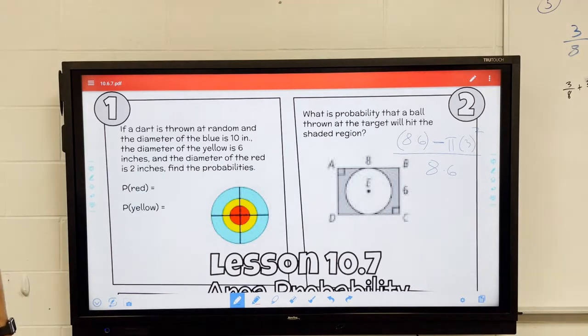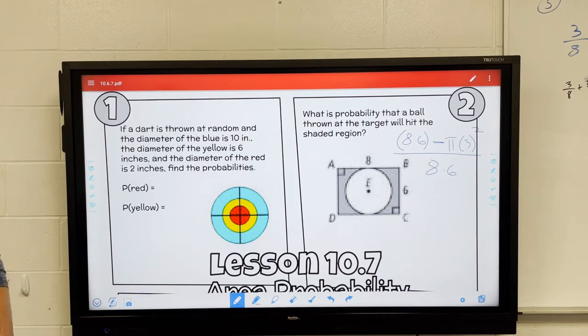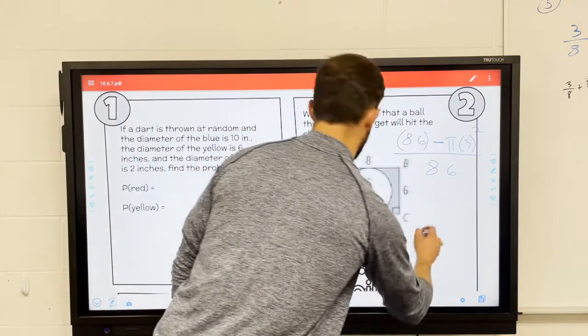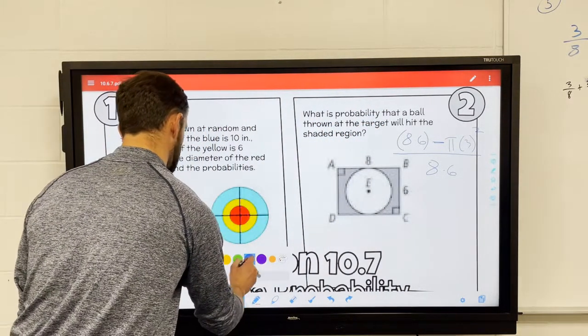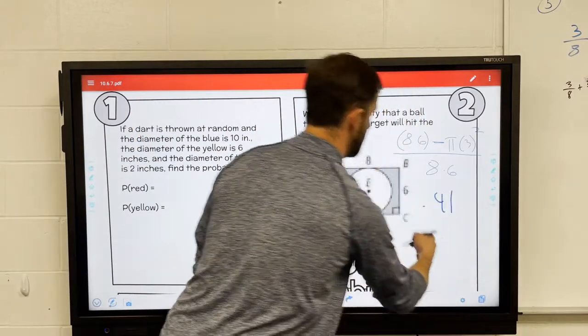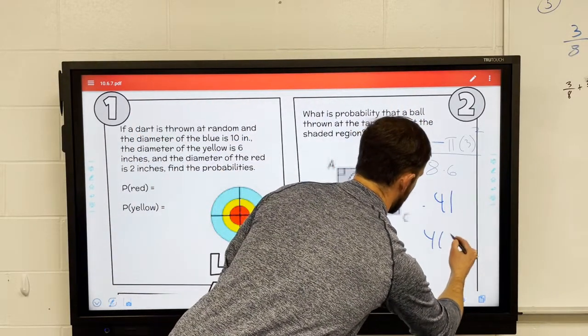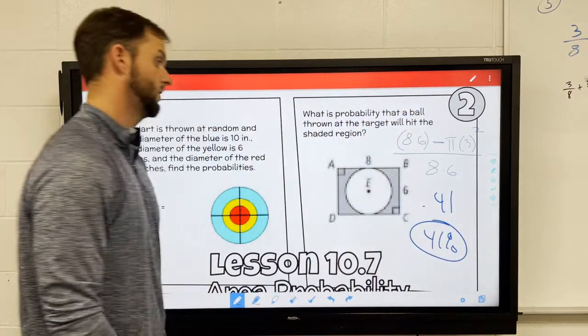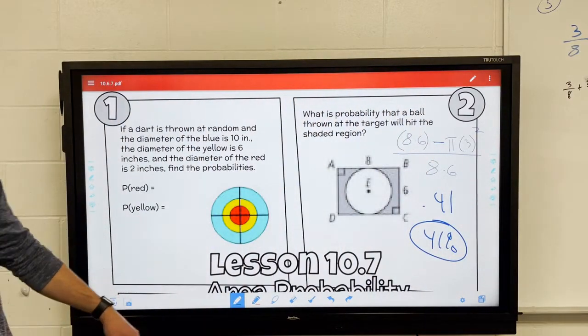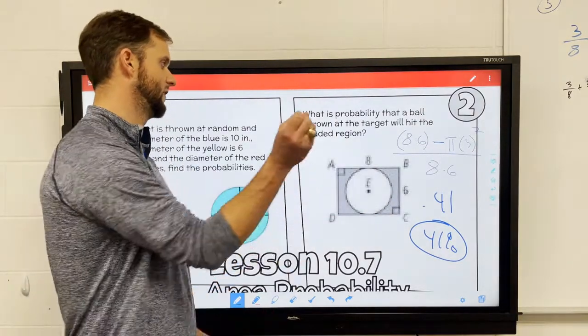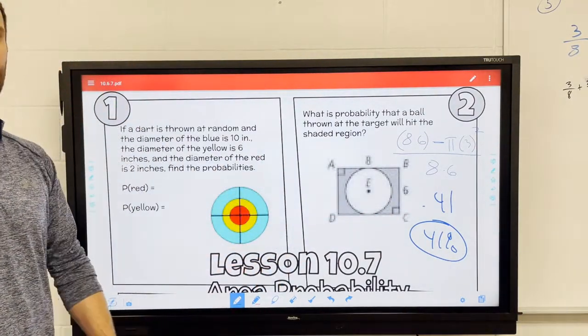So control divide. I'm going to do 8 times 6 in parentheses, then subtract out the area of my circle, which is pi times 3 squared, and divide all that by 8 times 6, which gives me 0.41. If I move that 2 decimal places over, that's about a 41% chance. That's higher than the other ones we were doing over here. So there's a 41% chance that if I throw something at that target, it's going to hit the shaded region.